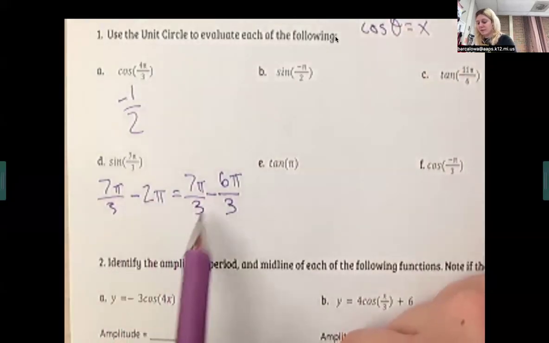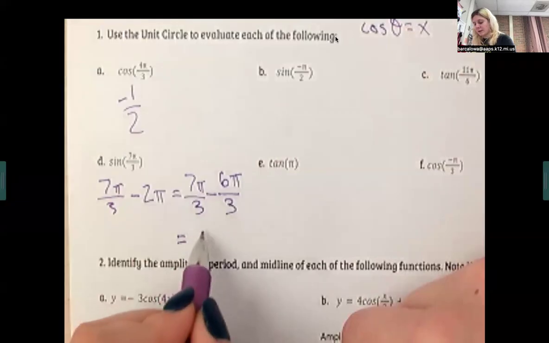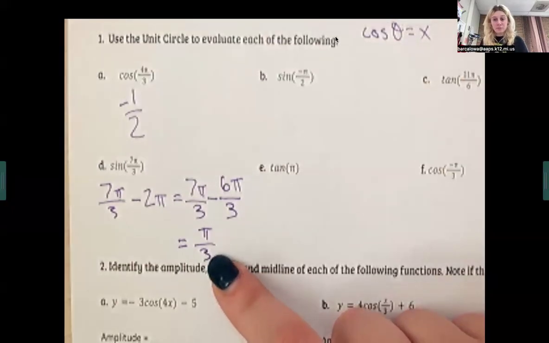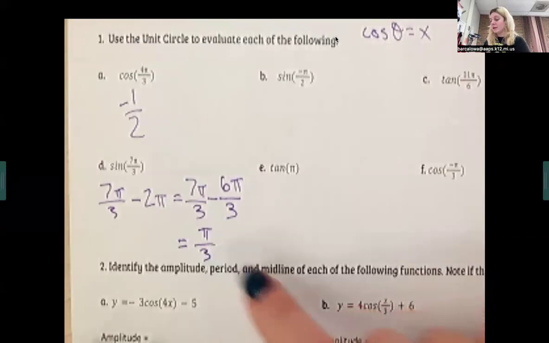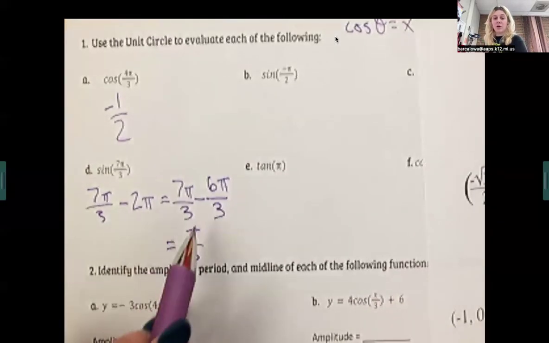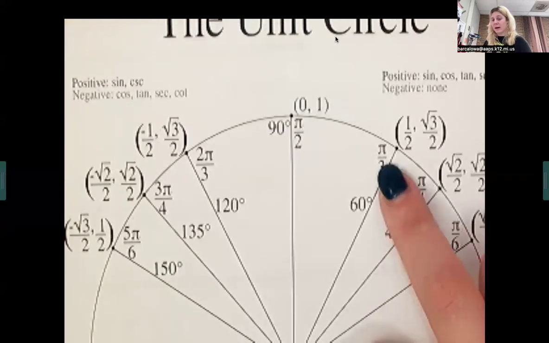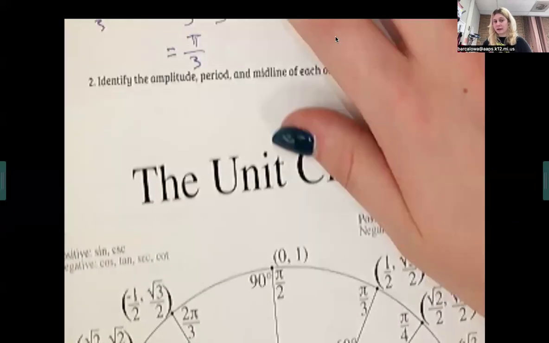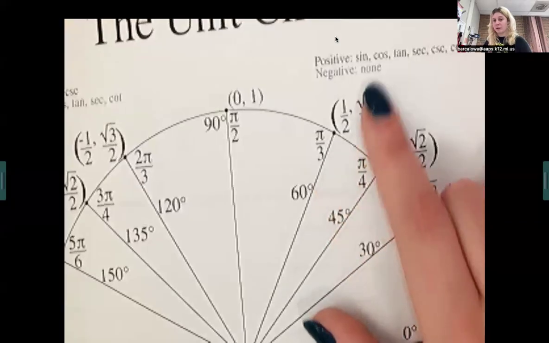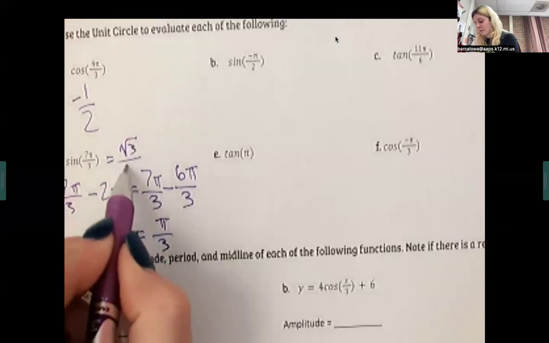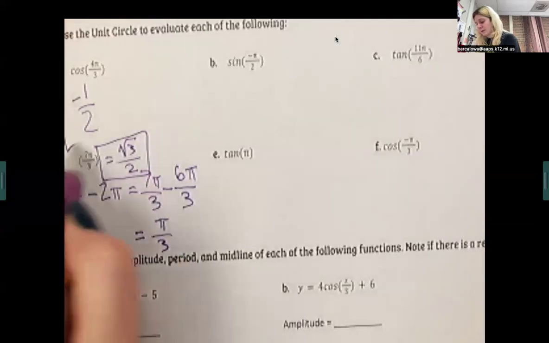7 pi over 3 minus 6 pi over 3. 7 minus 6 is 1, so just 1 pi over 3. Is that on my unit circle? Yup. So now I have found a coterminal angle, an angle that ends at the same place. I'm going to look at pi over 3. Sine means look at your y coordinate. So at pi over 3, my y coordinate is root 3 over 2. So my final answer would be square root 3 over 2. Put a box around my final answers.